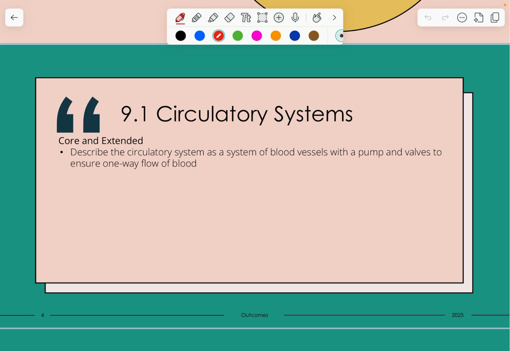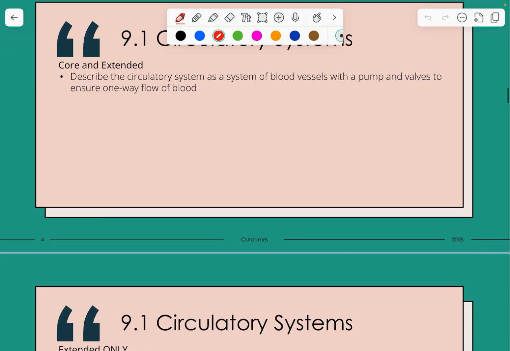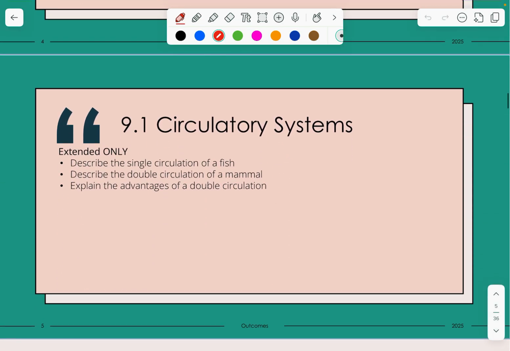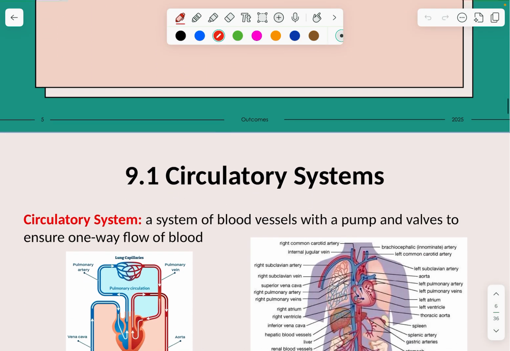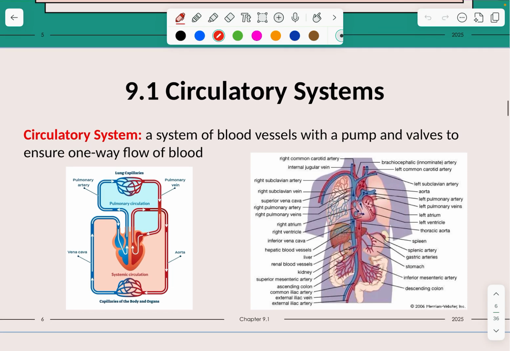For the circulatory system, you must know how to describe the circulatory system as a system of blood vessels with a pump and valves to ensure one-way flow of blood. For the extended students only, you just need to know the single circulation of a fish, the double circulation of a mammal, and lastly, explain the advantages of a double circulation. But we're going to go through all of them one by one here.